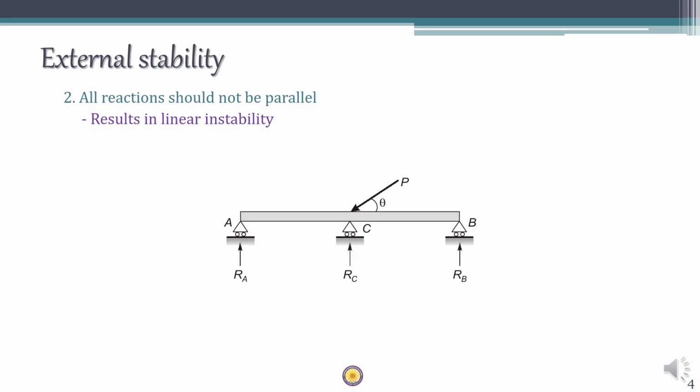Another condition is that all the reactions should not be parallel. If all the reactions are parallel to each other, it will result in a linear instability. For example, you have 3 roller supports and each roller support has one vertical reaction. In this case, if you apply a horizontal or inclined force, the structure is free to move along the roller. This means that this is an unstable case.